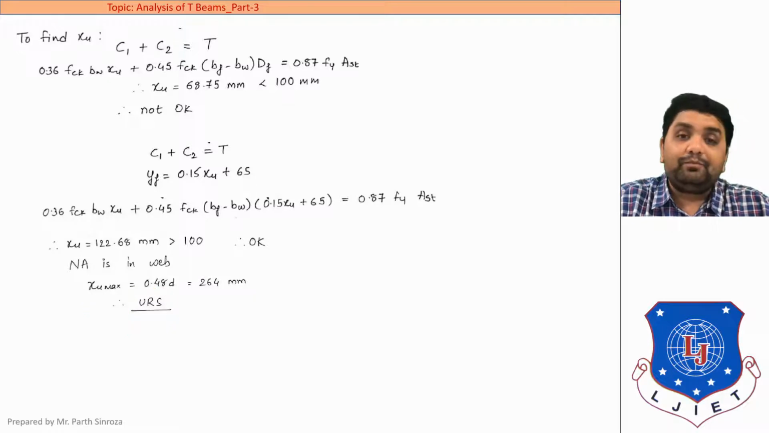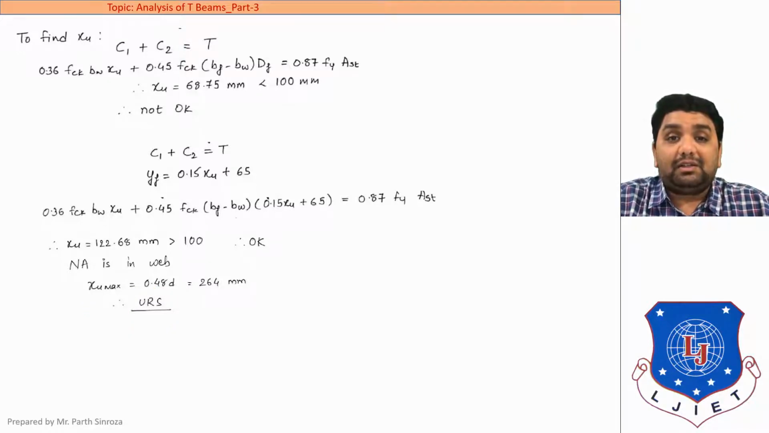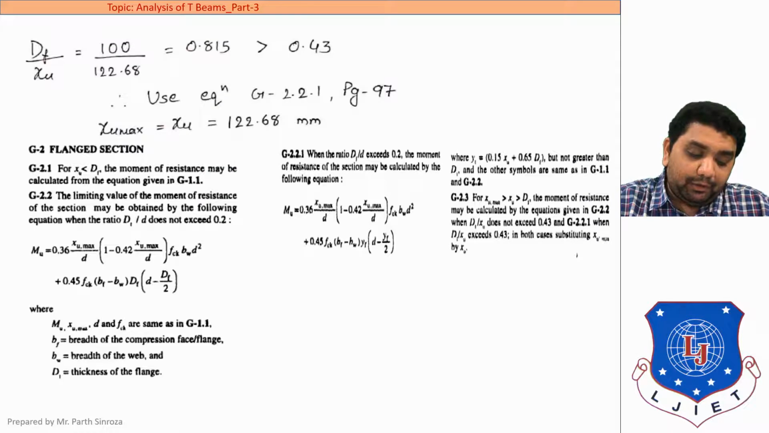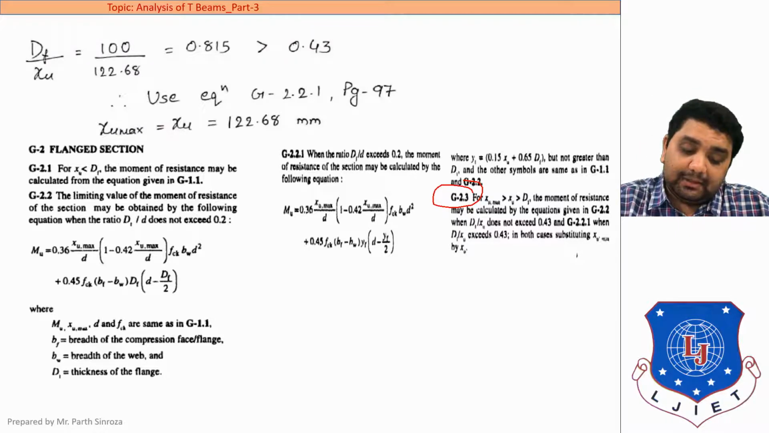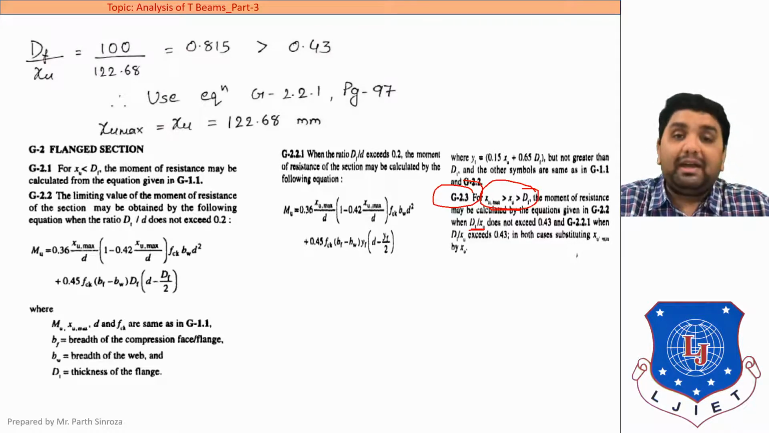Now moving on to our question, we need to find three things. First was the maximum compressive force, that is FC, which we have already obtained. Next was FT, that is our tension force, which we have already obtained. And the third was to find MU, that is the moment of resistance. So now we will be moving towards solving the moment of resistance. To find it, we need to see the equation G2.3 from your IS code. As it is said that XUmax is greater than XU greater than DF, we have proved this case, and we will be solving the ratio DF by XU.